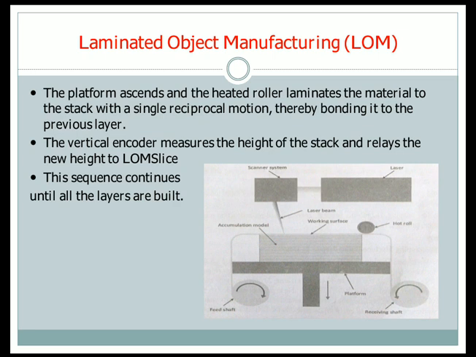The platform ascends and the heated roller laminates the material to the stack with a single reciprocal motion, thereby bonding it to the previous layer. The layers are continuously bonded or joined. The vertical encoder measures the height of the stack and relays the new height to LOM Slice. That is, the information is continuously fed to the LOM Slice software. This sequence continues until all the layers are built.